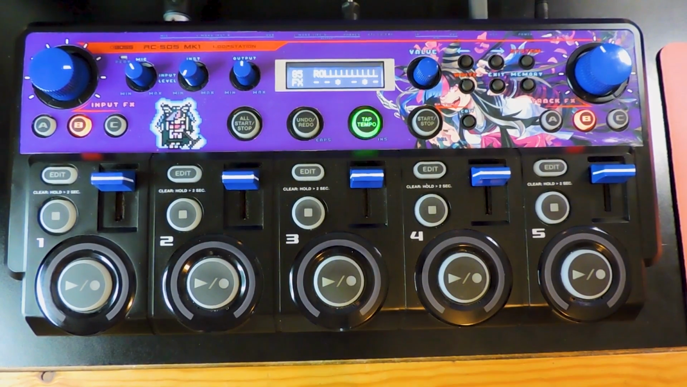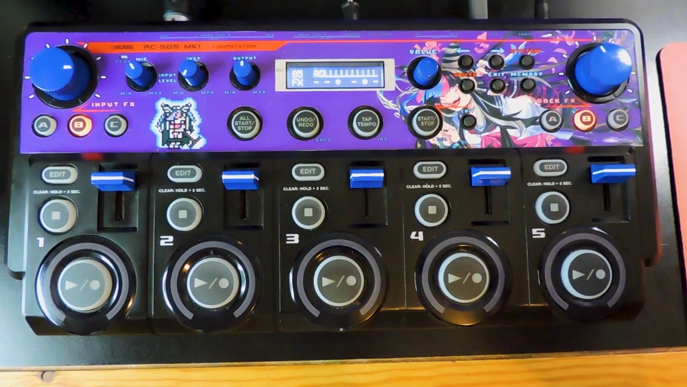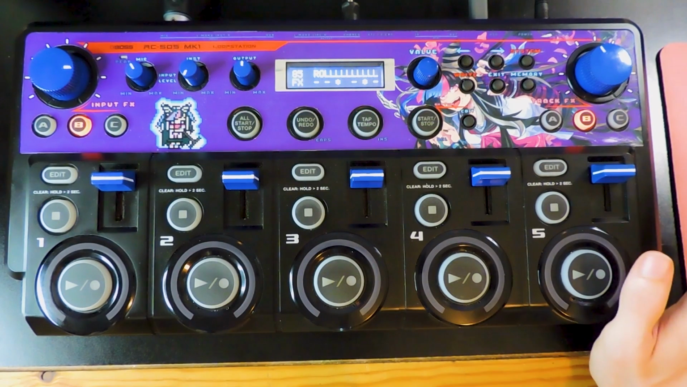Oh, no. Okay. This is not as wild as you think it is. Believe me, it looks crazy because there's a lot of notes in the roll. There's a lot more because of mode. Let me break this down. I can break this down really easily. You'll be able to understand the whole chart.